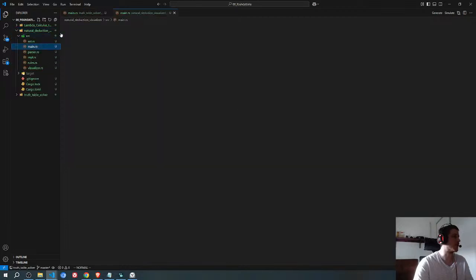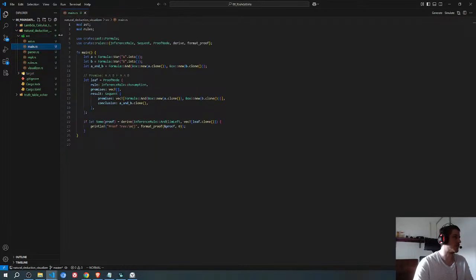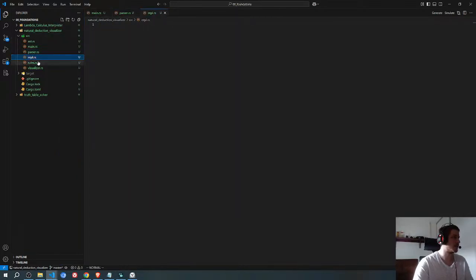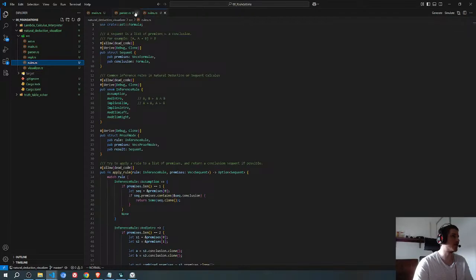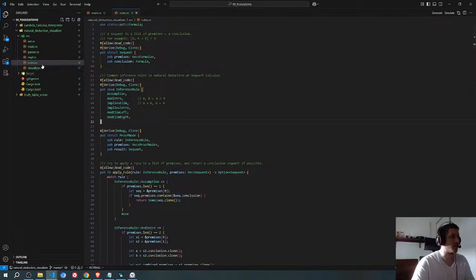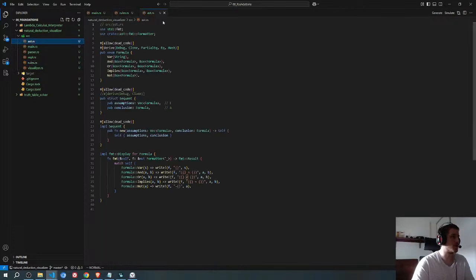And I still don't understand this one very well. This is the natural deduction visualizer, and I can't quite pinpoint what the thing is that I don't understand about this, but it basically creates this formula here.